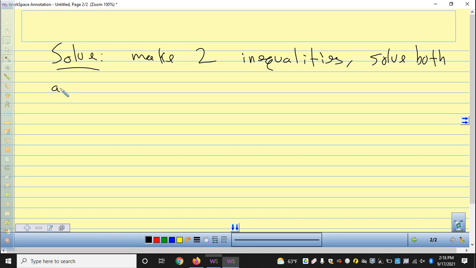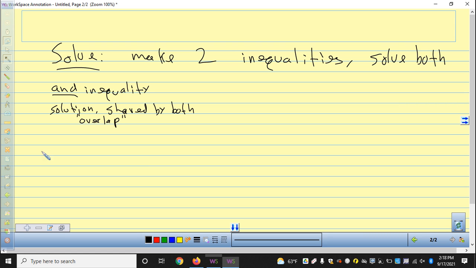So for an "and" inequality, the solution is shared by both. The everyday way we think of that is where they overlap. And we're going to break this into two inequalities and solve both.